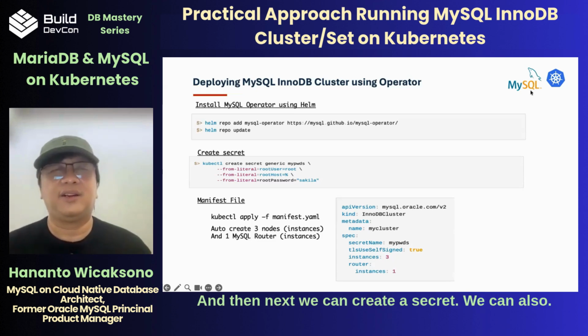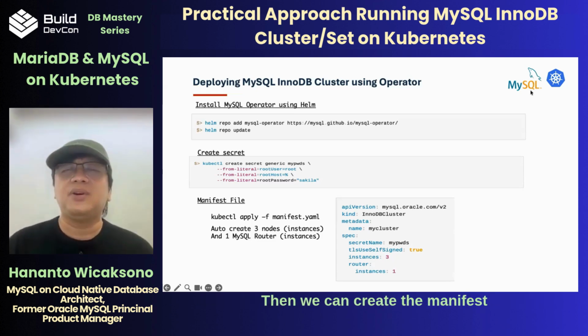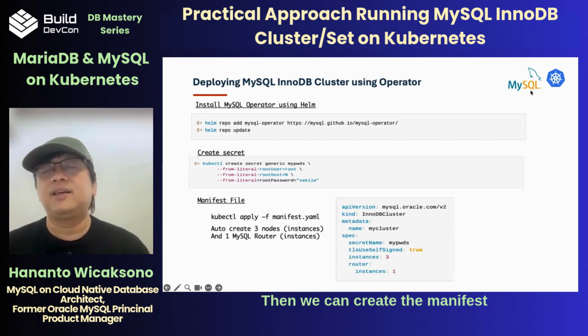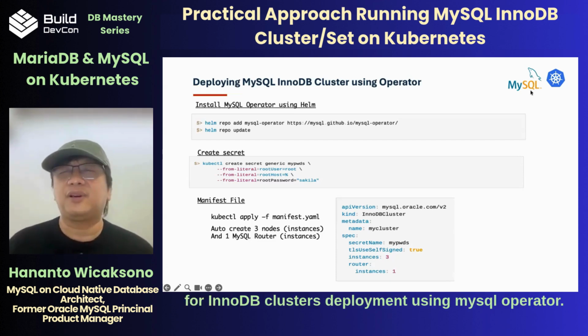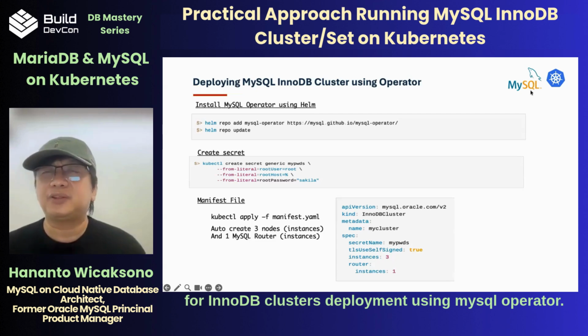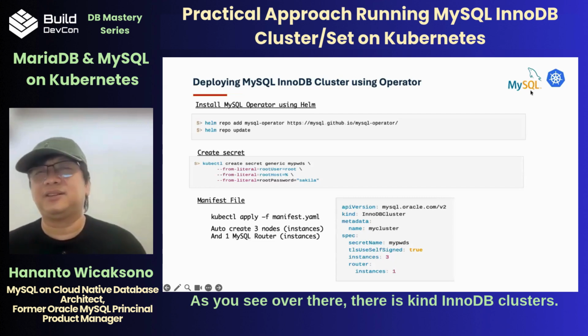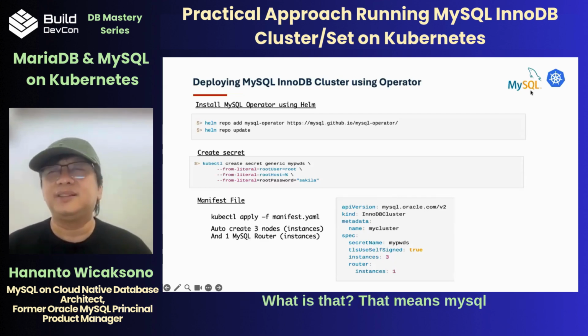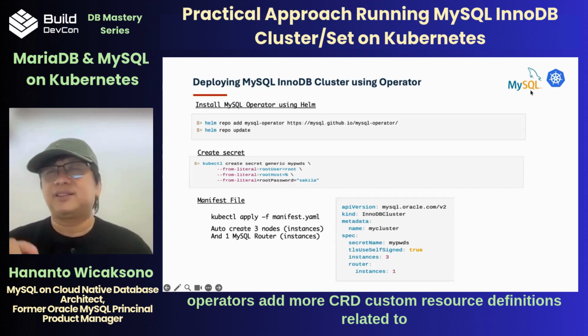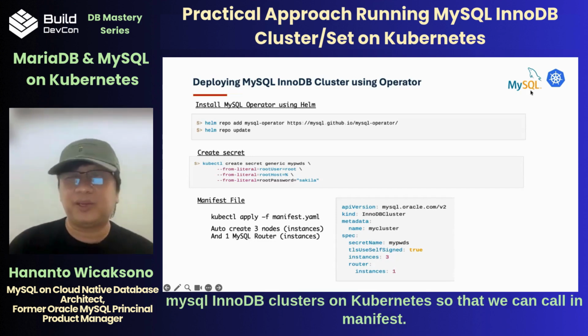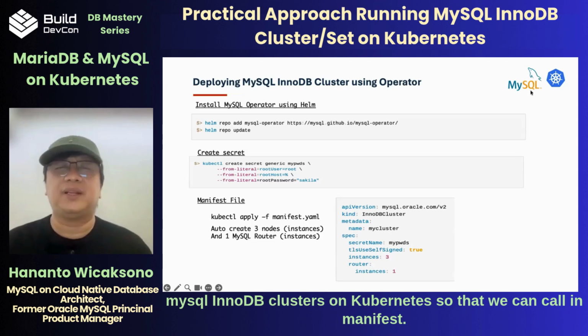And then next, we can create a secret. Then we can create the manifest for InnoDB clusters deployment using MySQL operator. As you see over there, there is kind InnoDB clusters. What is that? That means MySQL operator adds more CRDs, custom resource definitions, related to MySQL InnoDB clusters on Kubernetes, so that we can call them in the manifest.